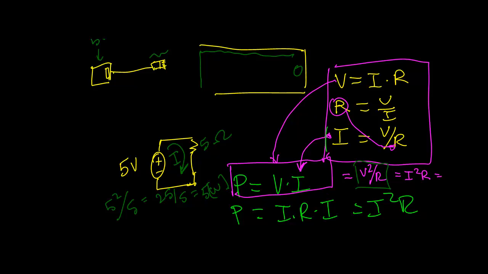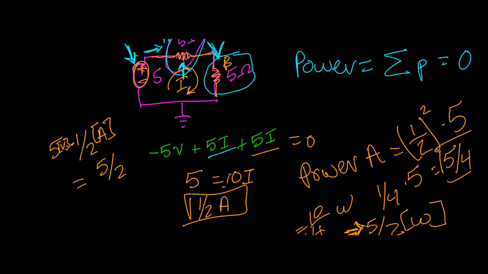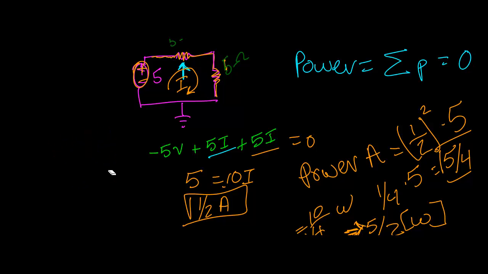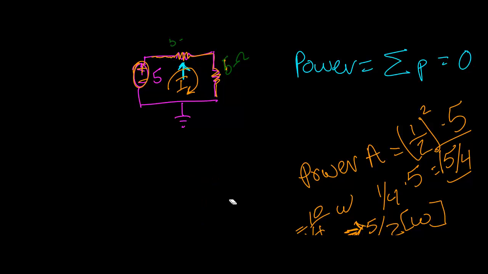Now, what if it's multiple systems, or what if it's not just one single resistor? For example, in this case here, let's say there's two resistors. Now, obviously, if there's 2 resistors and this is 5 ohms, and let's say that this one is 5 ohms, what is the power that goes through the first resistor? We can call this one resistor A.